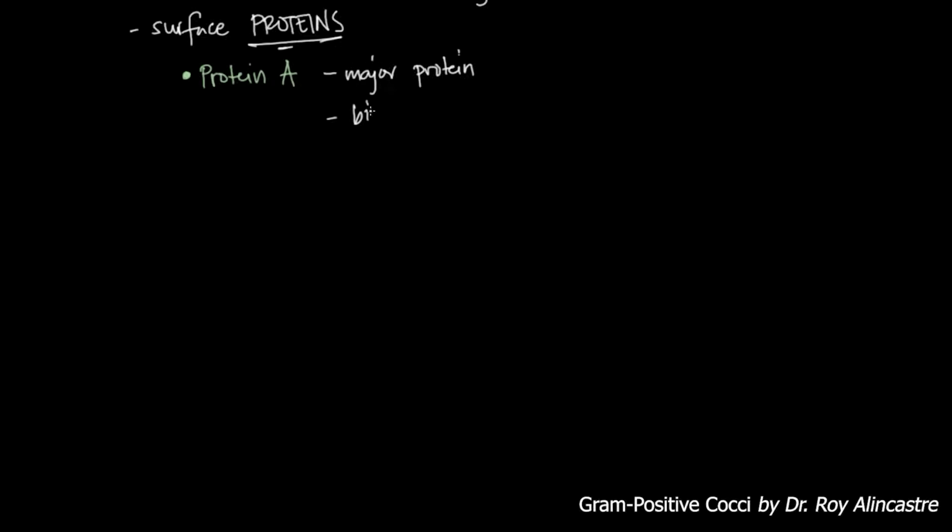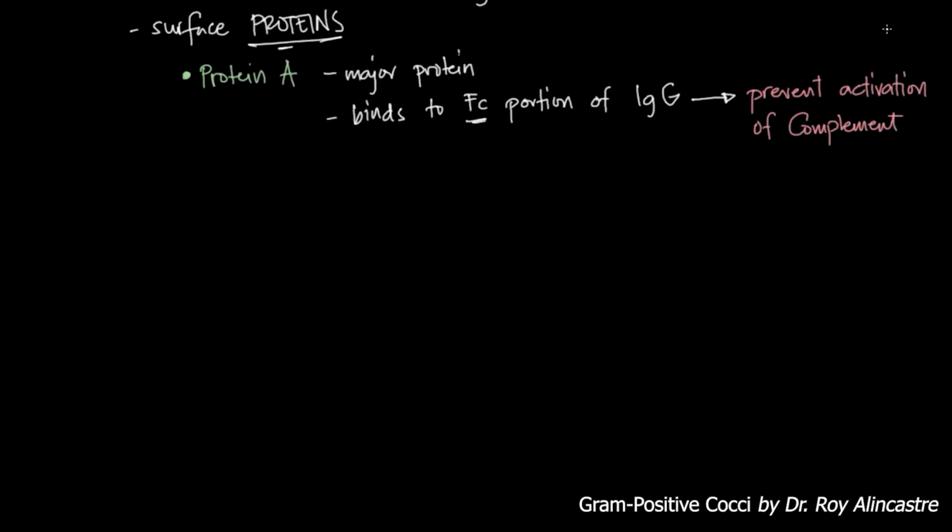It is an important virulence factor because it binds to a portion of the antibody or immunoglobulin G, particularly the Fc portion of IgG molecules, except IgG3, at the complement binding site. So this prevents activation of the complement system. Now, protein A is an adhesin. It is part of a group of adhesins called microbial surface components recognizing adhesive matrix molecules, or MSCRAMMs.